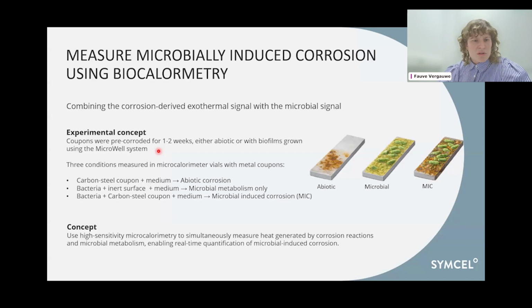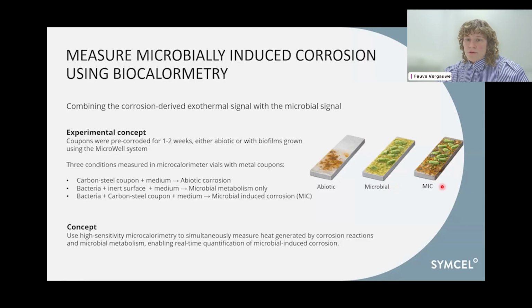And then we want to measure 3 different types of conditions. The first one is looking at abiotic corrosion by itself. We would do that by putting a carbon steel coupon in a medium that's rich in saline and sulfate. Then we also want to have a microbial control to just see the microbial metabolism by itself by growing bacteria on an inert surface that does not corrode.